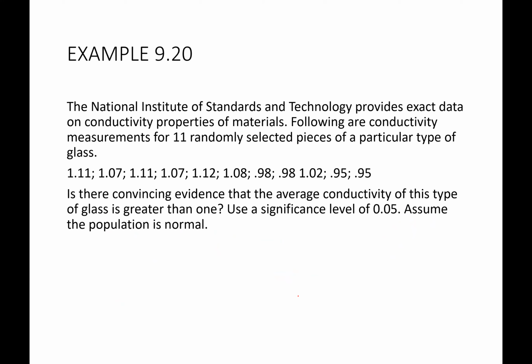The next hypothesis test we're going to conduct, we're going to put data in our calculator, which is typically the way you're going to go. The National Institute of Standards and Technology provides exact data on conductivity properties of materials. Following are conductivity measurements for 11 randomly selected pieces of a particular type of glass. And there are your 11 data points.